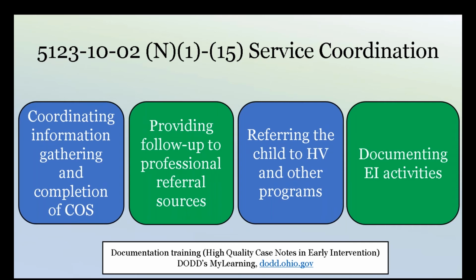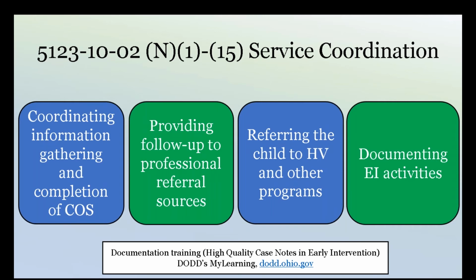Another role includes ensuring that professional referral sources receive feedback on referrals. And there's a new form to provide that feedback, and it's EI-14, and it must be provided within 60 calendar days. We also need to get parent consent to provide this information to the referral source.